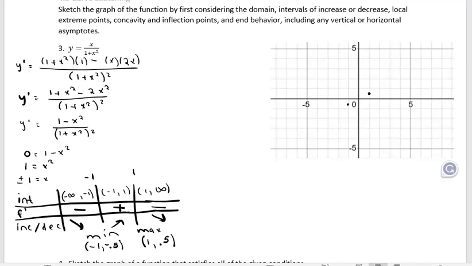We're going to need some space for the second derivative. Usually I do it right to the right of the first derivative, but this one's a quotient rule. I'm going to need some space to write it out. So I'm going to put my second derivative over here this time. So the second derivative is going to look like denominator 1 plus x squared quantity squared times the derivative of the numerator, which will be -2x.